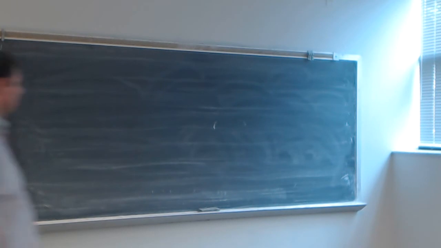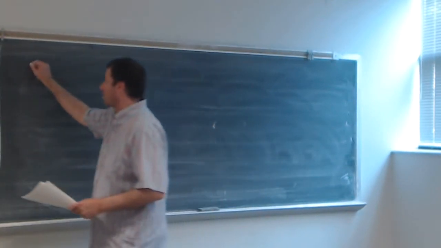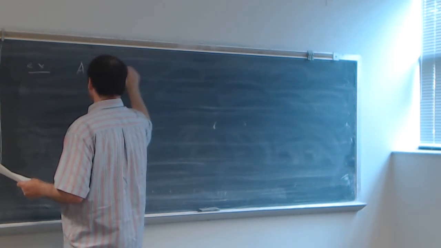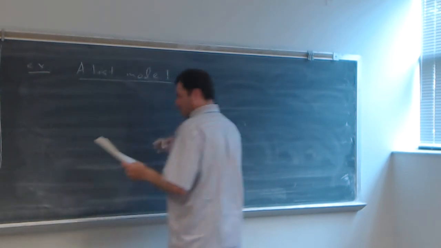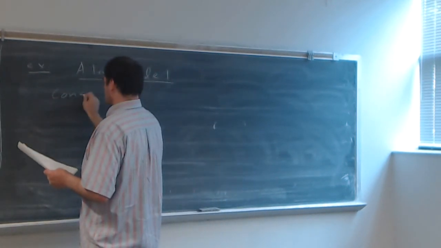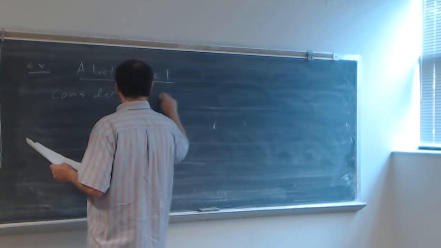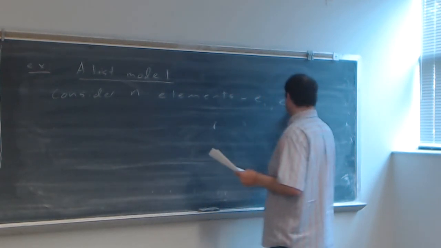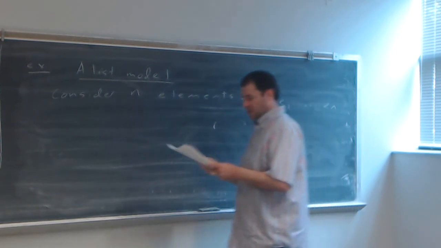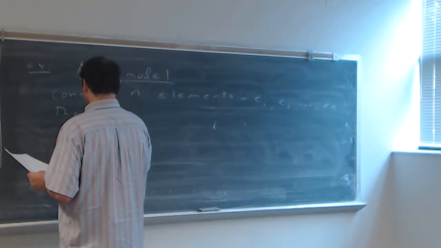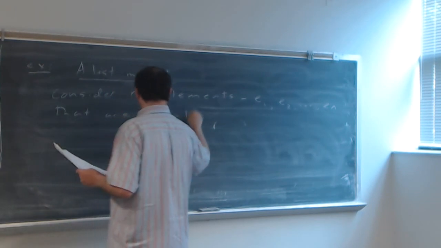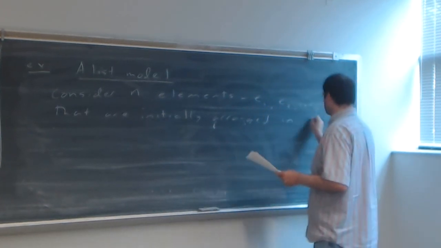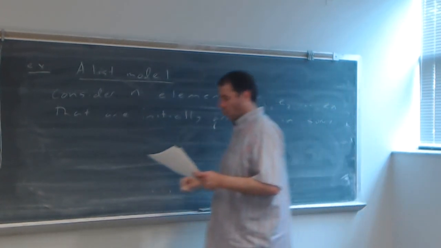Okay, sorry. The next thing that I'd like to do is an example. It's called a list model. It'll take me a second to get it up. I'm very sorry. I interrupted you. It's called a list model. And here's what the words say. It says, consider n elements. So here they are, e sub 1, e sub 2, all the way up to e sub n, that are initially arranged in some ordered list.